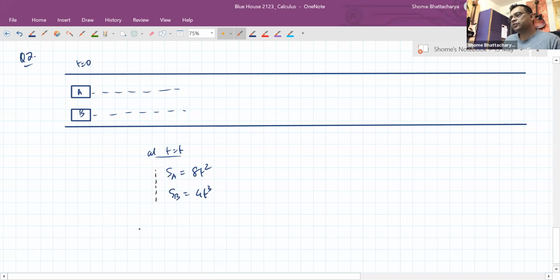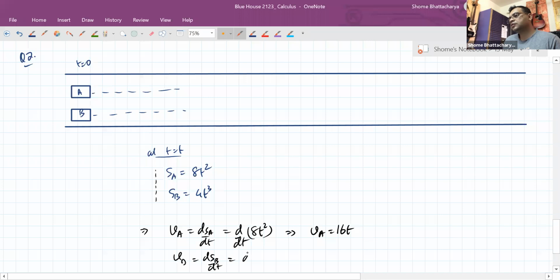Okay. One is we can compare where they are at different points of time. The other is we can also get from this that the instantaneous velocity of A will be the rate of change of displacement with respect to time. So A's velocity is differentiation of 8t square with respect to time. So that is 16t. And B's velocity, similarly, is differentiation of B's displacement with respect to time. So we can also get the information about their individual velocities as function of time. So these are distances or displacements as function of time.